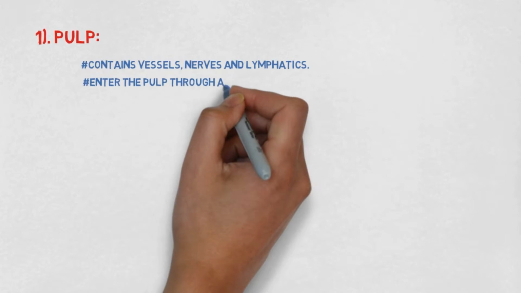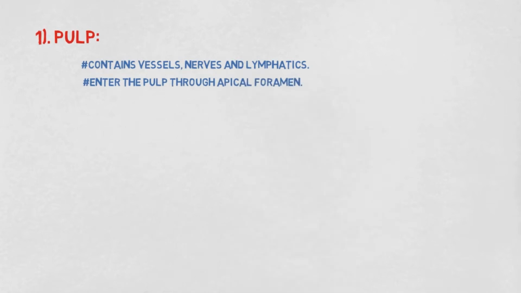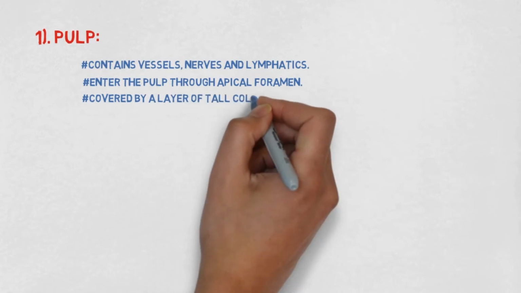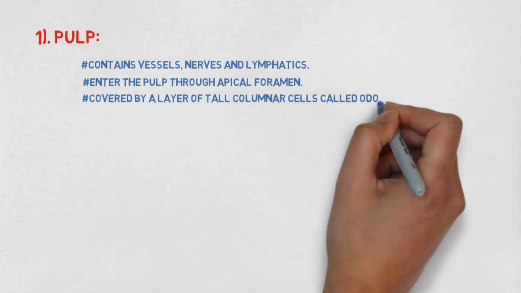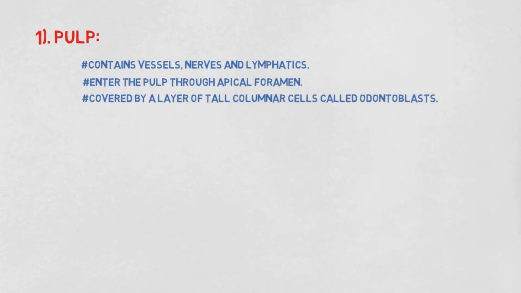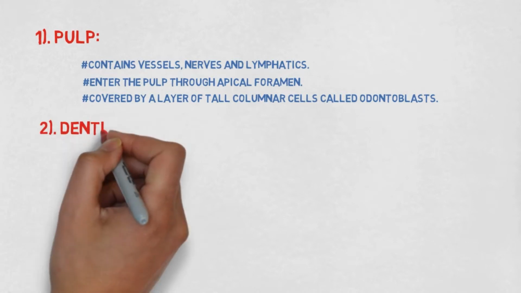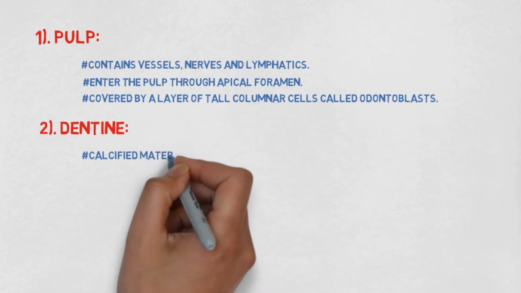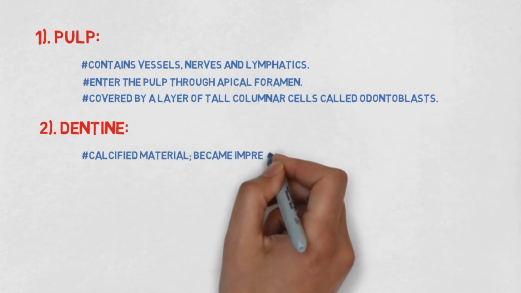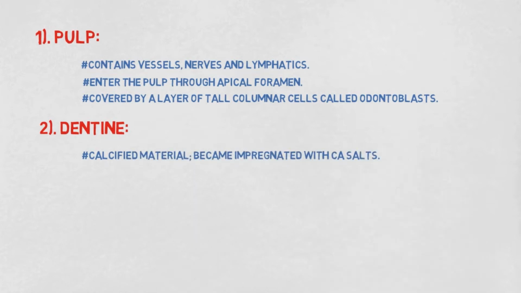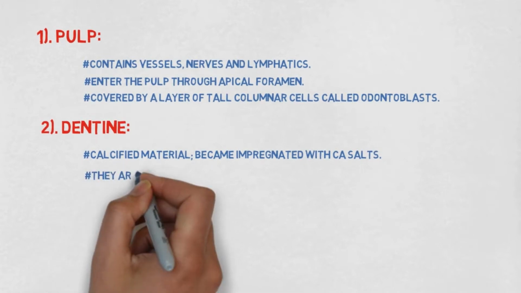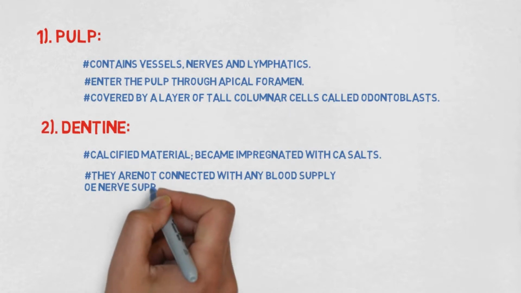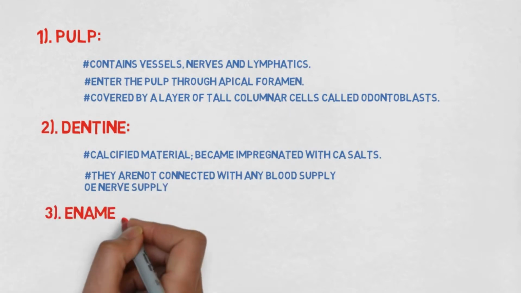Number 1, we have pulp. The pulp contains vessels, nerves and lymphatics. The pulp is entered through the apical foramen. It is covered by a layer of tall columnar cells called odontoblasts. Number 2, we have dentine. The dentine is a calcified material which is impregnated with calcium salts. It is not connected with any blood supply or nerve supply.